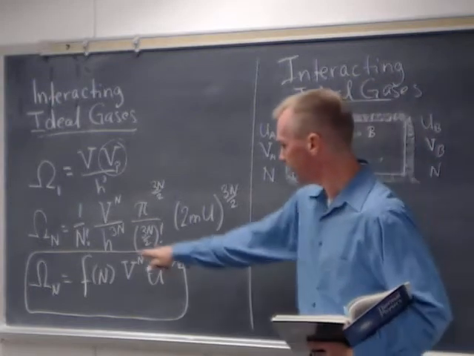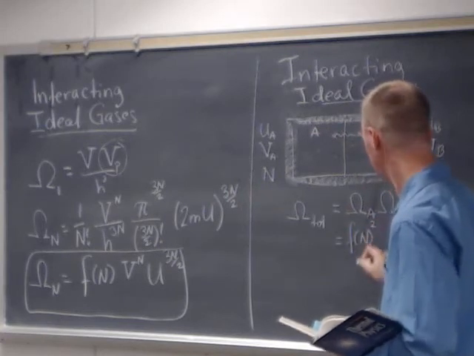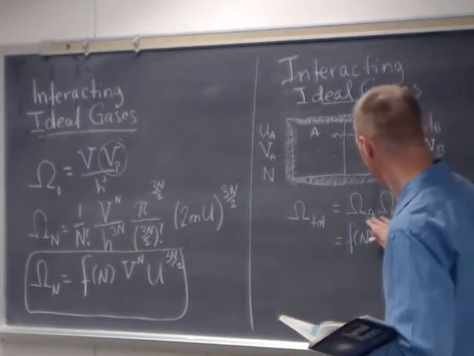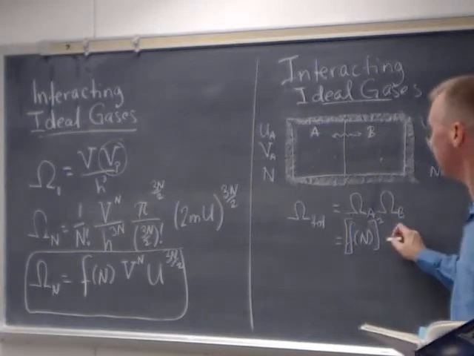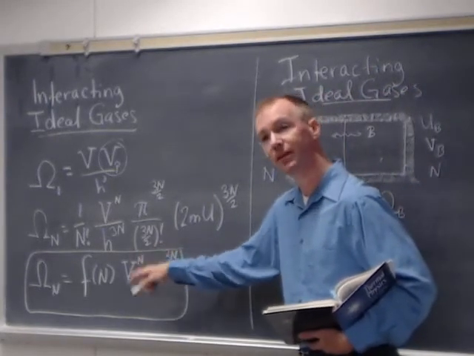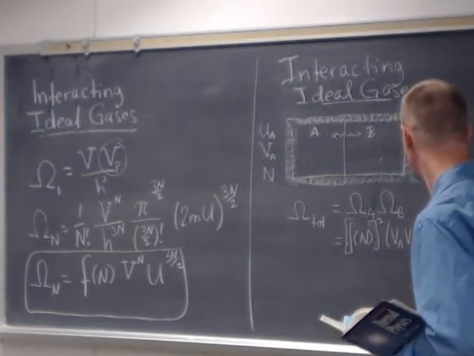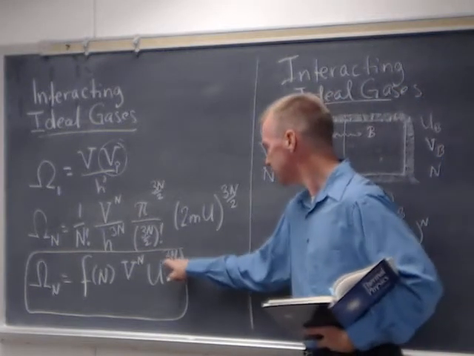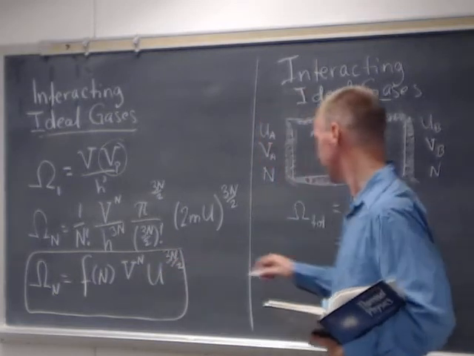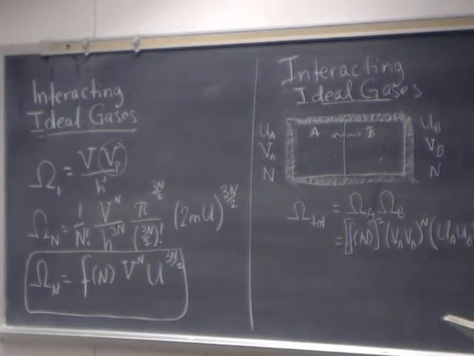then, let's see, I'll have a function of N squared, because I've got it for both of them. It's not an N squared, it's the function squared of N. There we go. Then I'll have V sub A to the nth power times V sub B to the nth power. So that's just VA, VB, all to the nth power. And then I'll have UA to the 3n over 2 power times UB to the 3n over 2 power. So I can combine those. UA times UB to the 3n over 2.